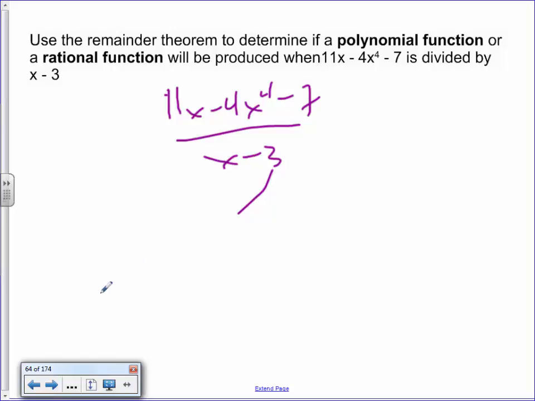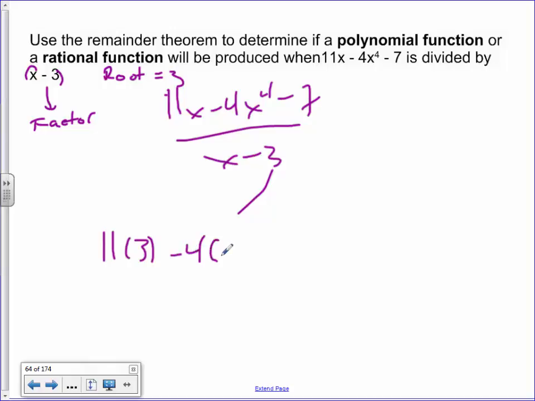If you want to figure this out very fast, here is a factor. What is the root of this factor? 3. Good. The factor is x minus 3. The root then is 3. So take 11, plug in 3. Minus 4, plug in 3 to the 4. And minus 7. Anybody do that? Okay. That is your remainder.